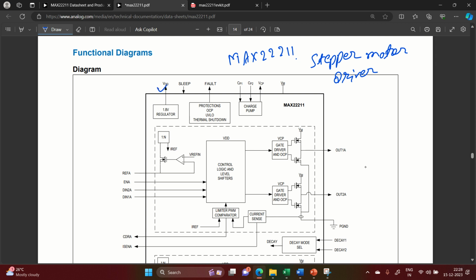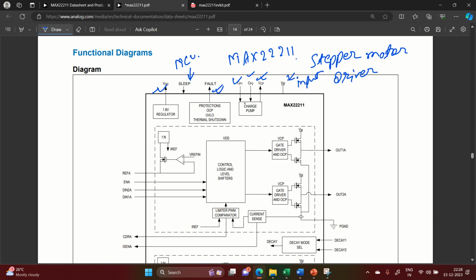We have the VDD pin. You can see a 1.8 volt regulator. We have the sleep pin, which is coming from the microcontroller. Okay. There is a fault indication. Either you can drive some LEDs or something through that. So if it is low, then it will be a fault. If it is high, then it will not be a fault, right? These are charge pumps, capacitor, flying capacitor. This is the charge pump voltage, and this is my motor voltage input. Okay.